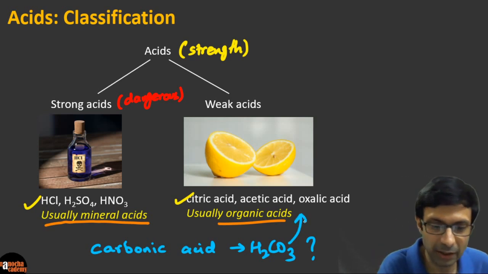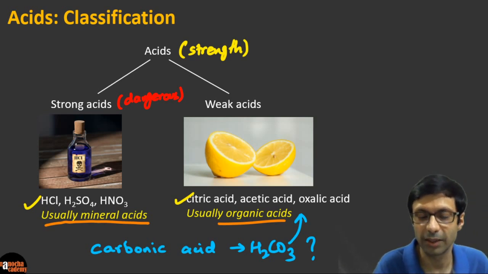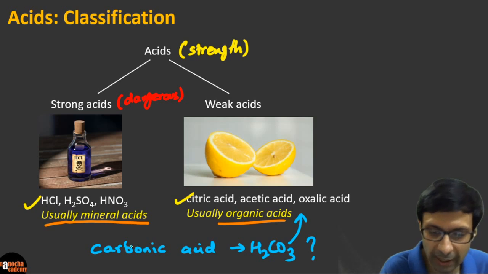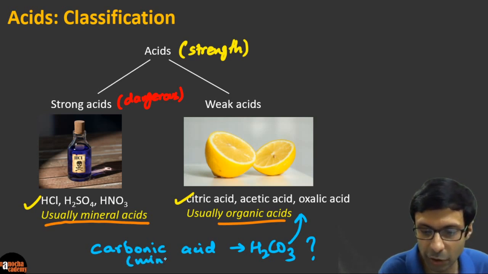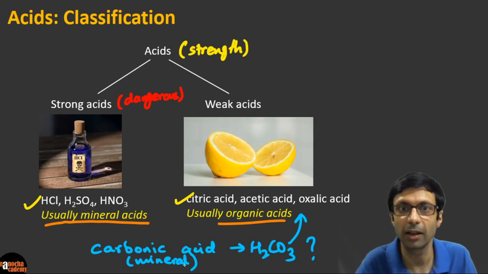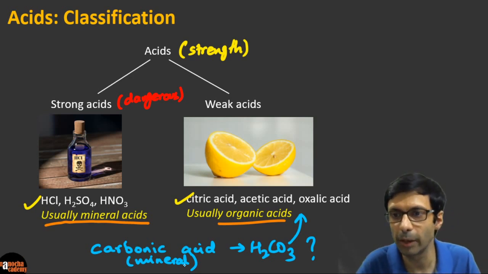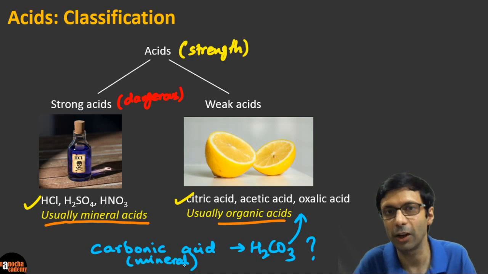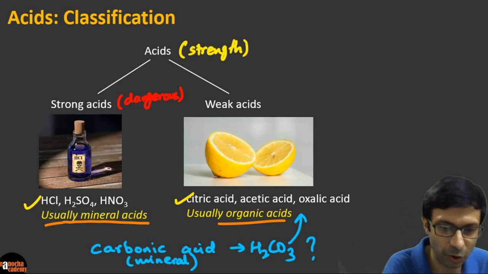Okay. So carbonic acid is a weak acid, but it is a mineral acid. So it is an exception. Carbonic acid is actually a mineral acid, but as you can see, it's a weak acid. So this classification that strong acids are usually mineral and weak acids are usually organic, there's the word usually. There can be exceptions there.